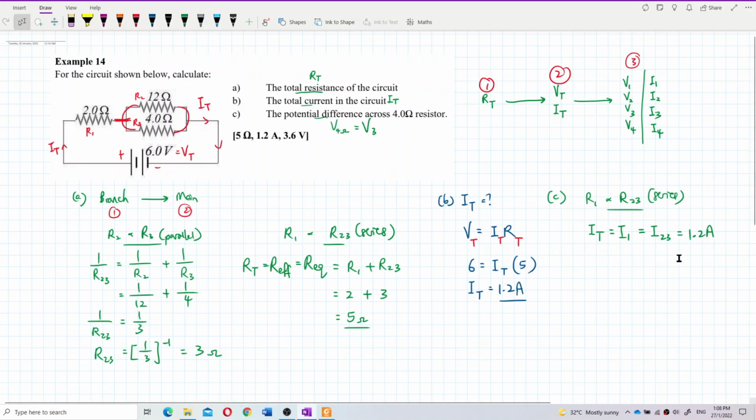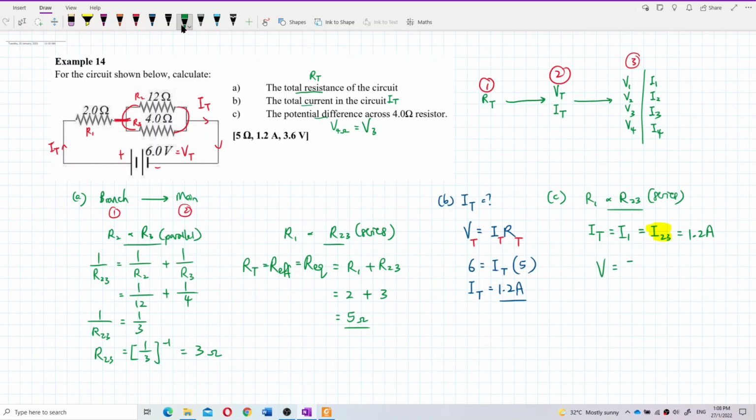1.2 ampere. Okay. And then we need to find only voltage 3. So we're going to use this I23. How is it going to help us? I23 can help us to find voltage 23, because we also have resistance 23 already. So now we can find voltage 23.